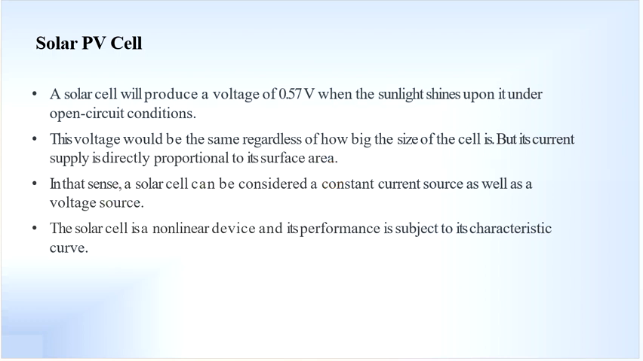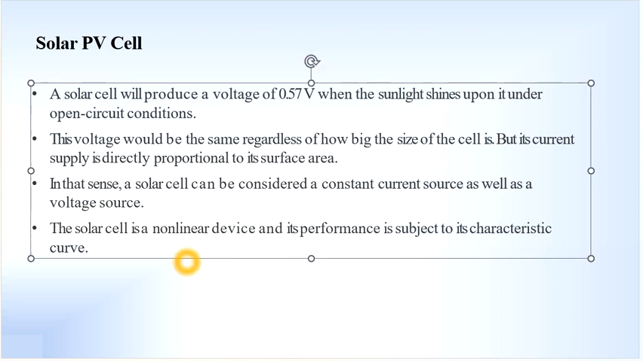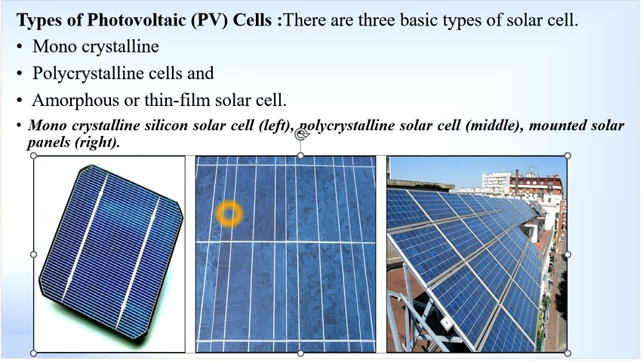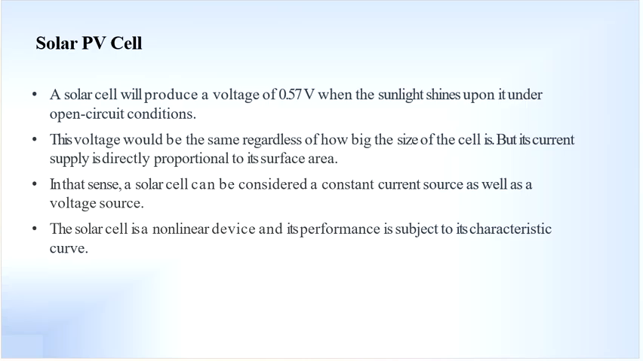In that sense, a solar cell can be considered a constant current source as well as a voltage source, because it depends on the surface area. Once the solar cell is designed, its area is fixed, so its current rating as well as voltage rating will be fixed. The solar cell is a non-linear device, and its performance is subject to its characteristic curve. We will see what this characteristic curve is and how it is going to give you the power. These types of photovoltaic cells we will be seeing next, right? Thank you.